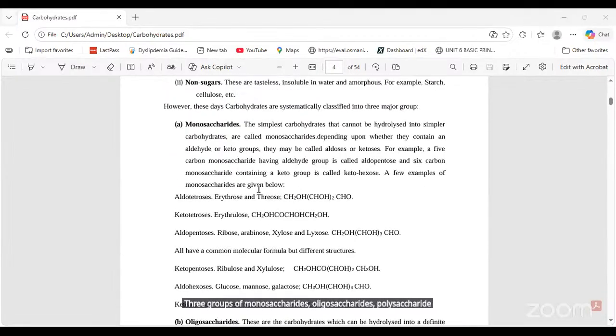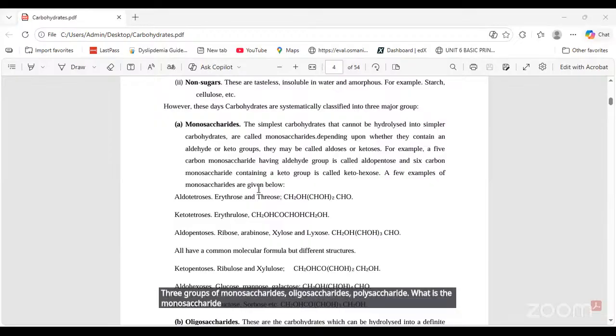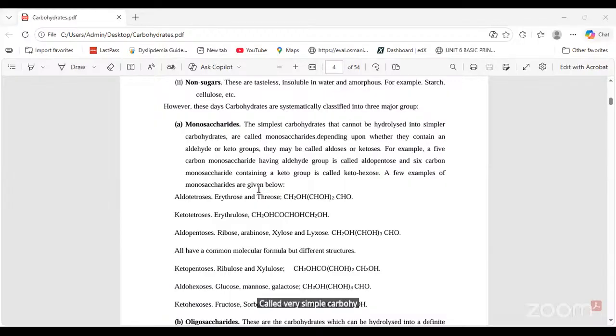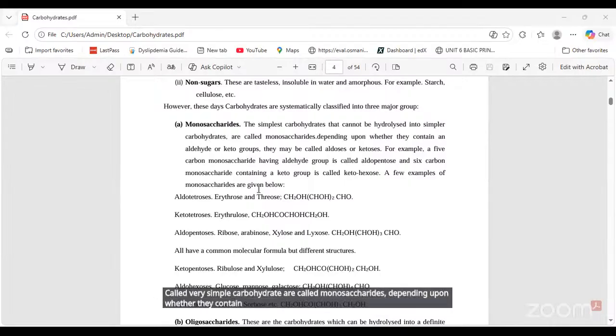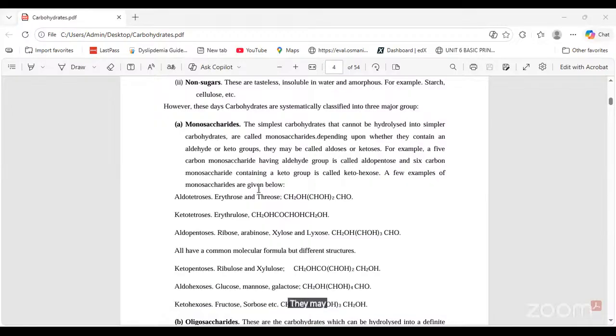What is a monosaccharide? It is the simplest carbohydrate that cannot be hydrolyzed into simpler carbohydrates. Very simple carbohydrates are called monosaccharides. Depending upon whether they contain an aldehyde or ketone group, they may be called aldoses or ketoses.